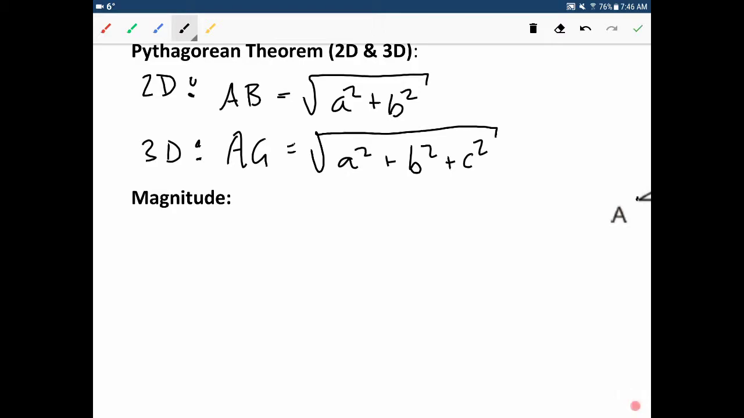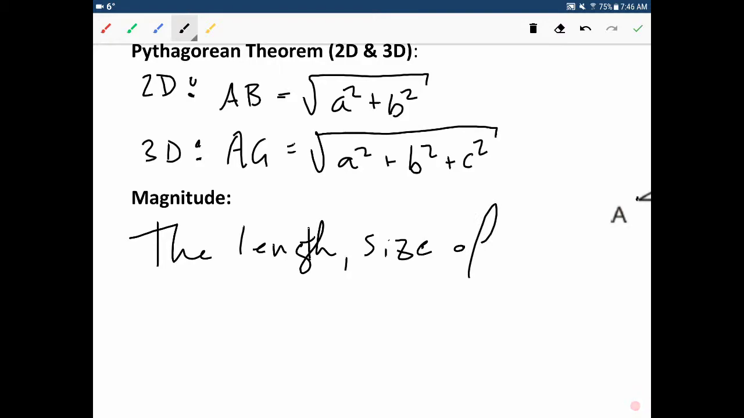All right. So the magnitude is the length or the size, I guess I could say too, or the intensity of a vector.